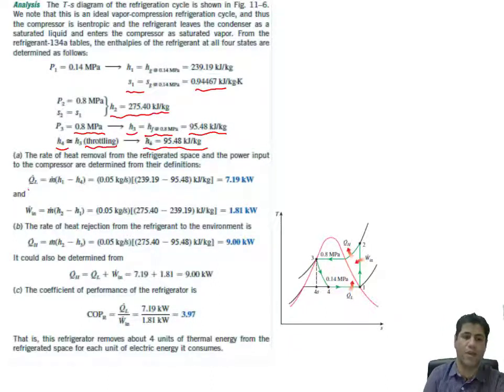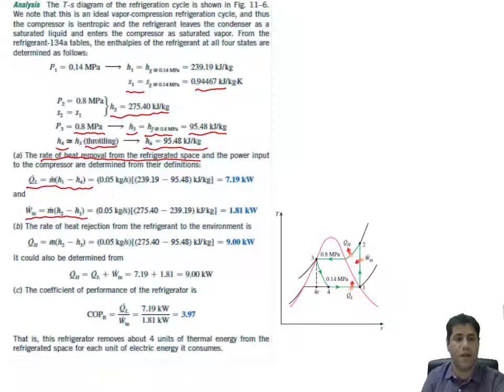As I told you, now we can use this equation, Q dot L equals m dot times (h1 minus h4), to calculate Q dot L, the rate of heat removal from the refrigerated space. And we can use this equation, W dot in equals m dot times (h2 minus h1), to calculate the power input to the compressor. We have h1, h4, and h2, and m dot is given as 0.05 kilogram per second. Simply, we can calculate Q dot L and W dot in.